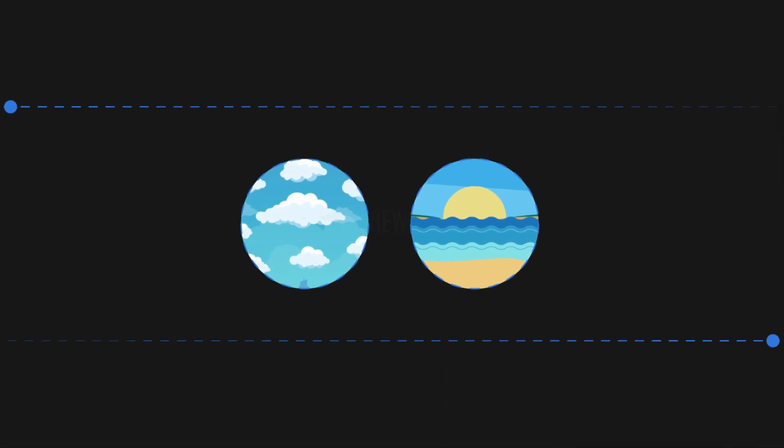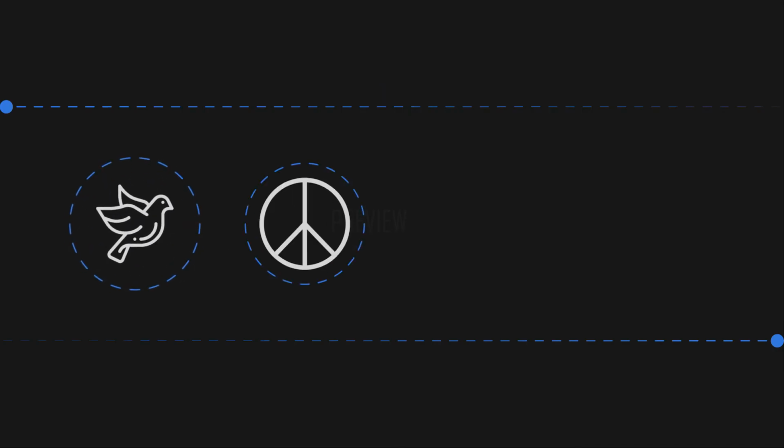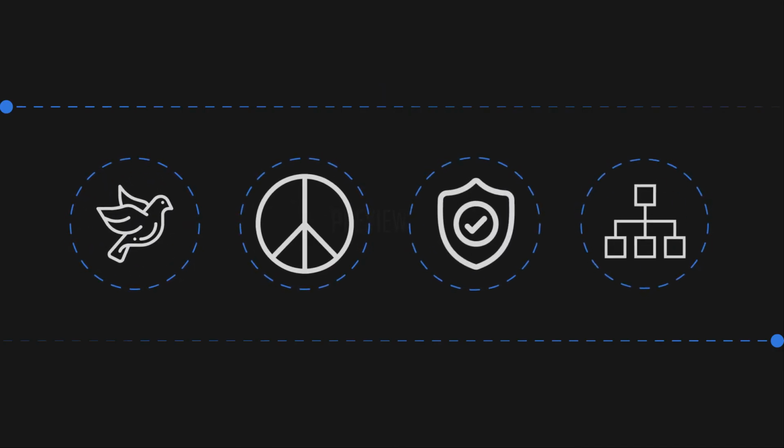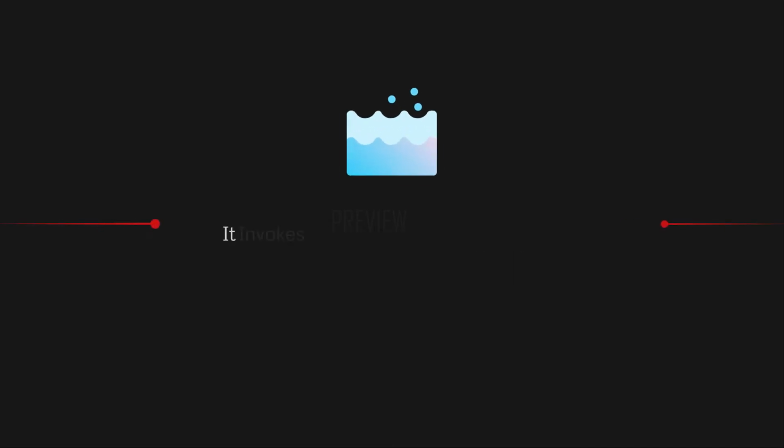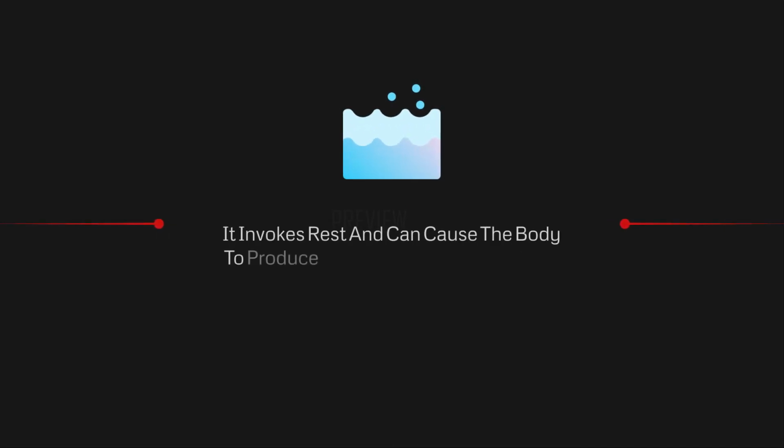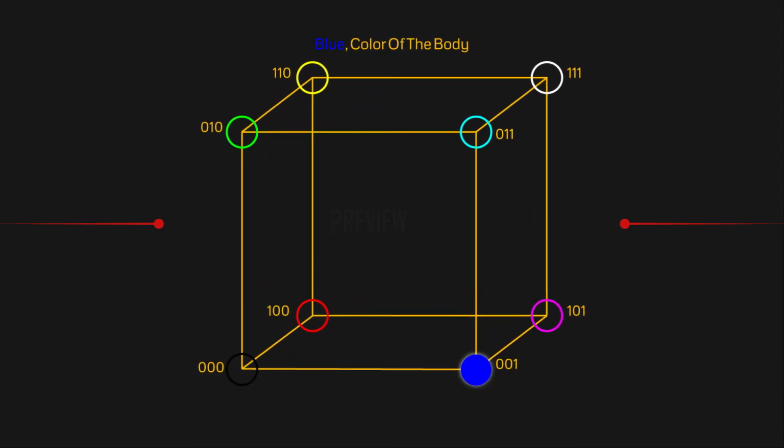Blue is the color of the sky and the ocean. Blue calls to mind feelings of calmness or serenity. It is peaceful, tranquil, secure, and orderly. Blue lowers the pulse rate and body temperature. It invokes rest and can cause the body to produce chemicals that are calming. Blue is the color of the body and the rules.